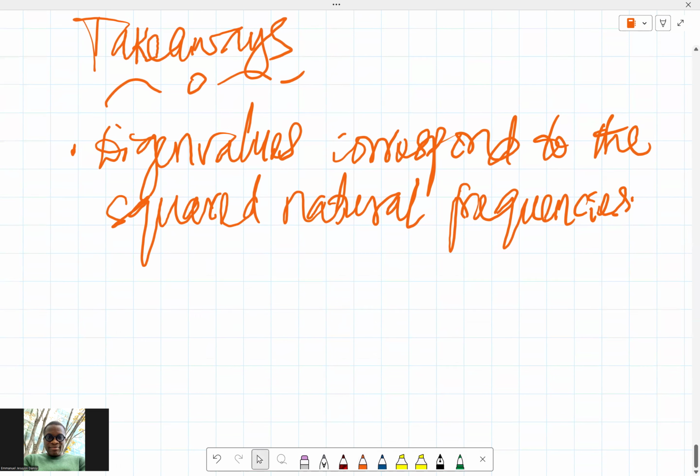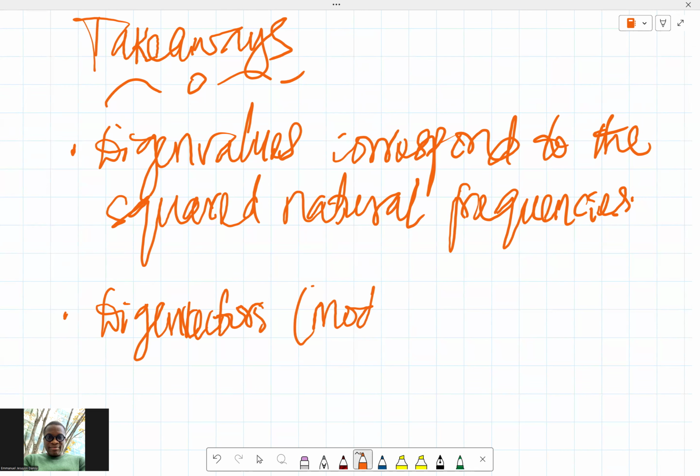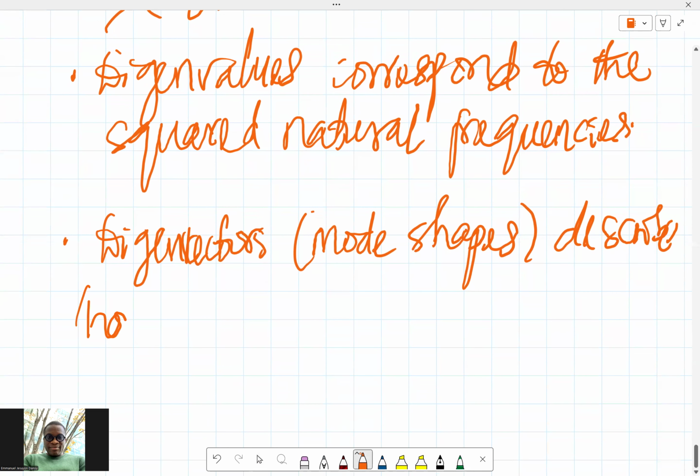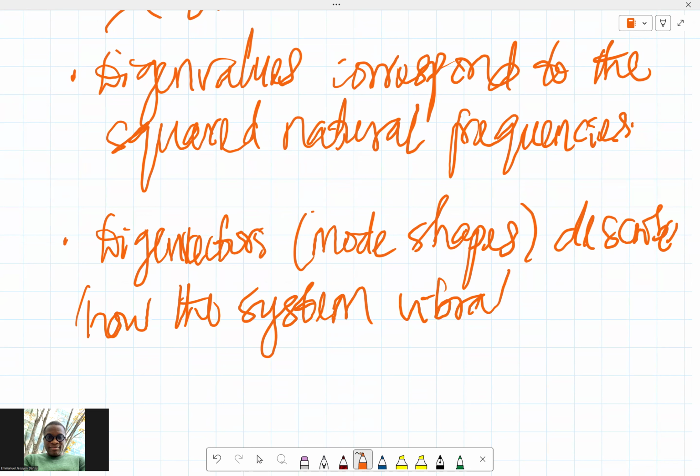Then next, eigenvectors. The eigenvectors actually can also be seen as the mode shapes. They describe how the system vibrates at each frequency. Okay.